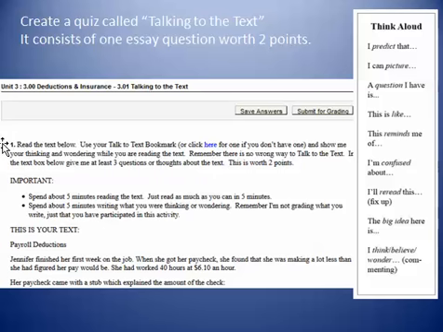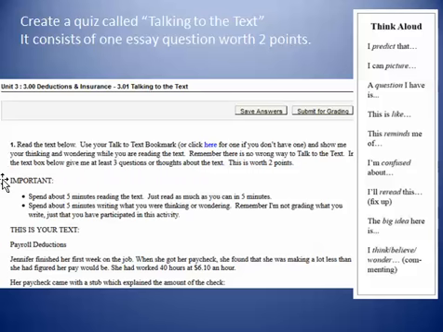It says, read the text below. Use your talk to text bookmark or click here for one if you don't have one. If they do click here, they get this Think Aloud bookmark, the same one that I used in class. And I ask them to show me their thinking and wondering while they are reading the text. Remember, there's no wrong way to talk to the text. In the text box below, give me at least 3 questions or thoughts about the text. This is worth 2 points.